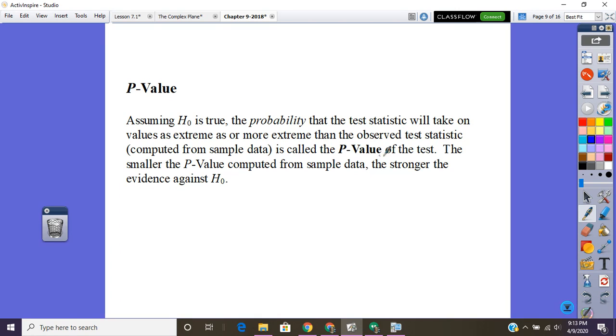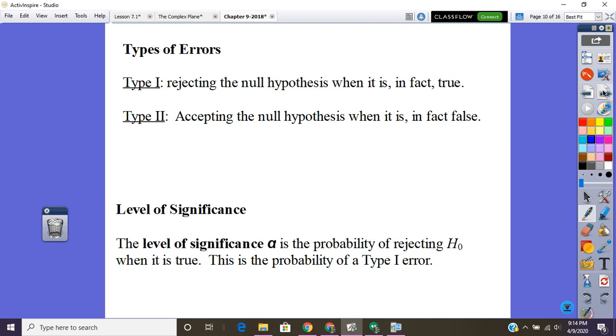All right, and so the smaller the p-value, the stronger the evidence is against the null hypothesis. And we actually have a number that we're going to test this against. But a very small p-value means that we have very little chance of it being more extreme than that. And if we get more extreme than that, then it kind of causes some problems.